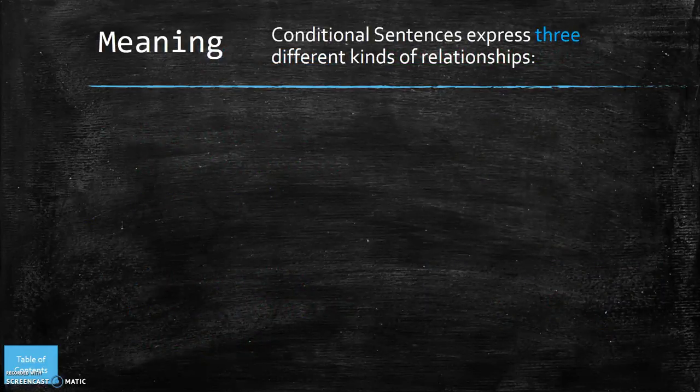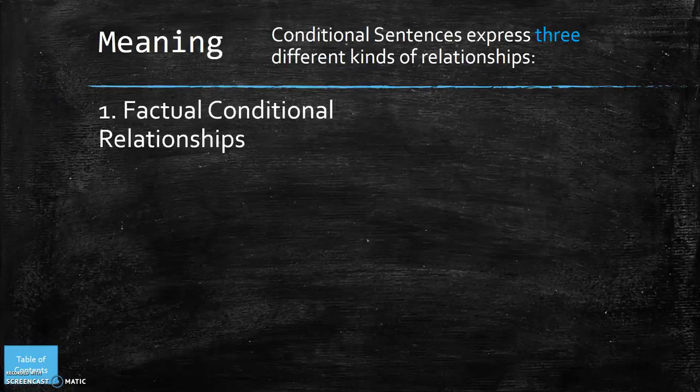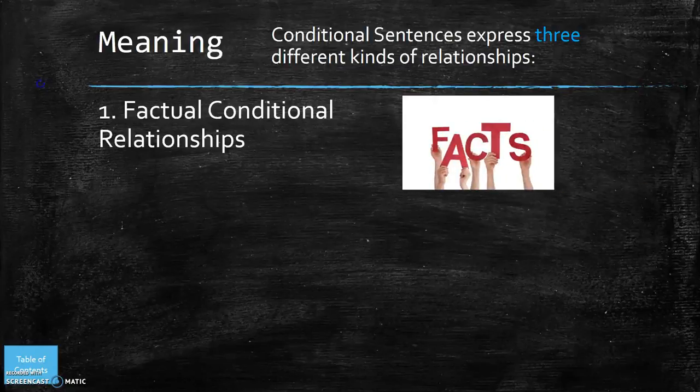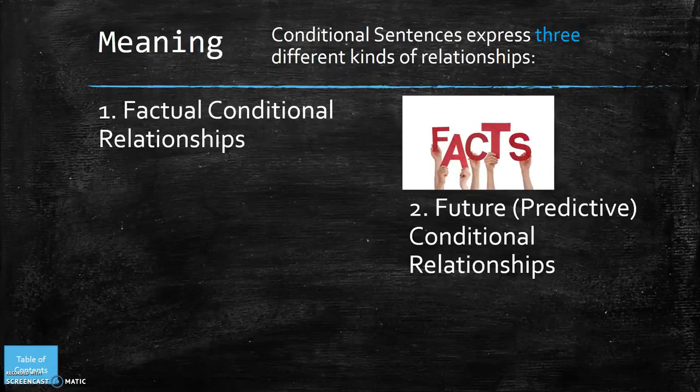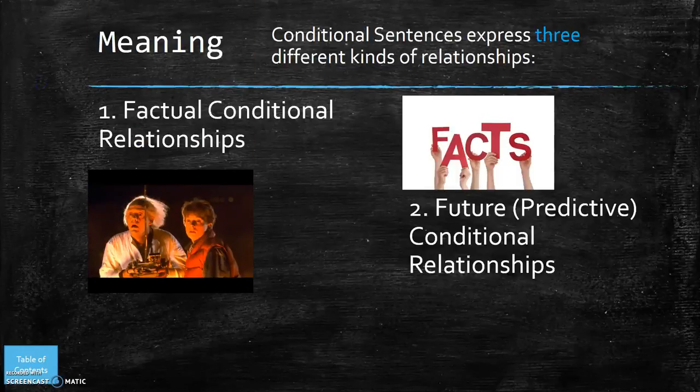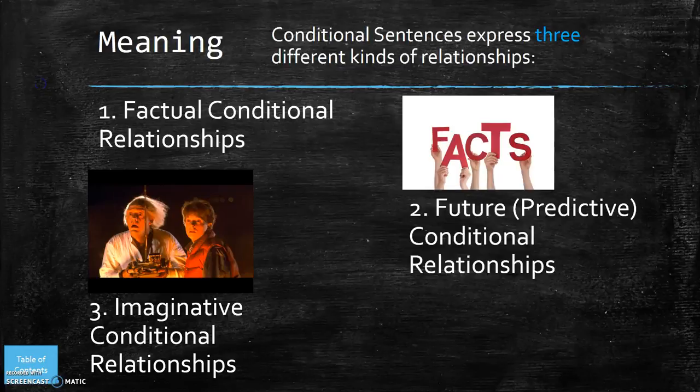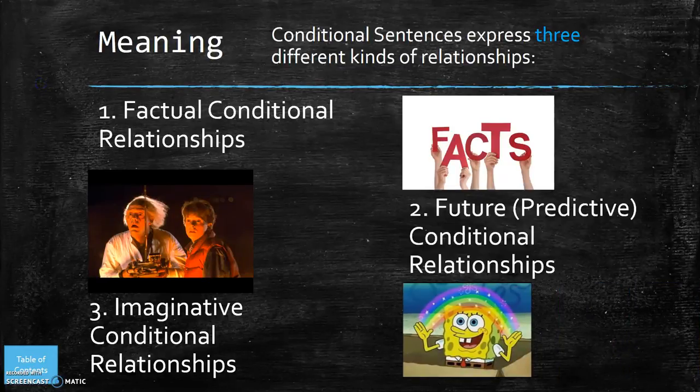Okay, moving on to meaning. How do we make meaning out of conditional sentences? Okay, so conditional sentences express three different kinds of relationships. And we're going to go into more detail of each of these three different relationships, but first I'd just like to present them to you. Okay? First kind of relationship is factual conditional relationships. Alright? Second kind, future or predictive conditional relationships. Third kind being imaginative conditional relationships.